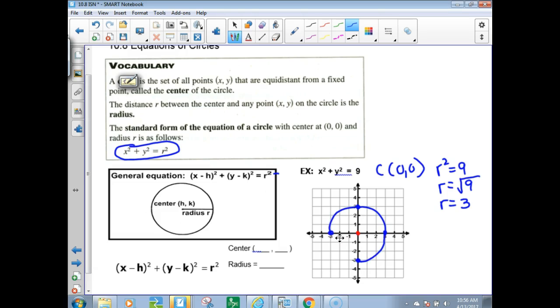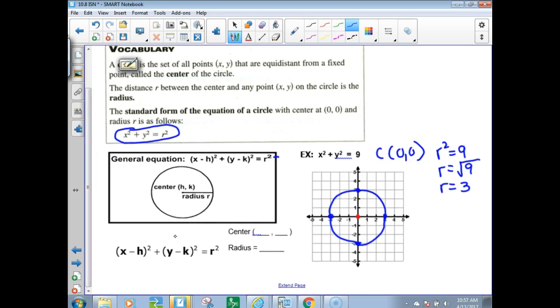I just do quarters of circles. At least it looks like a circle. They're not going to be perfect because we're drawing them. Try to hit those points.